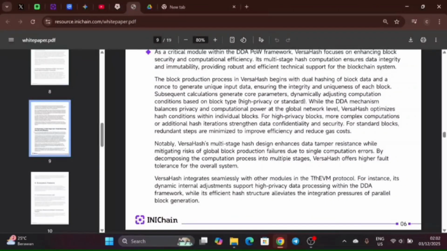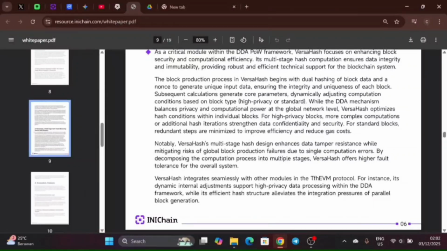Subsequent calculations generate core parameters, dynamically adjusting computation conditions based on the block type, high privacy or standard, while the DDA mechanism balances privacy and computational power at the global network level. Versa Hash optimizes hash conditions within individual blocks. For high privacy blocks, more complex computations or additional hash iterations strengthen data confidentiality and security. For standard blocks, redundant steps are minimized to improve efficiency and reduce gas costs.